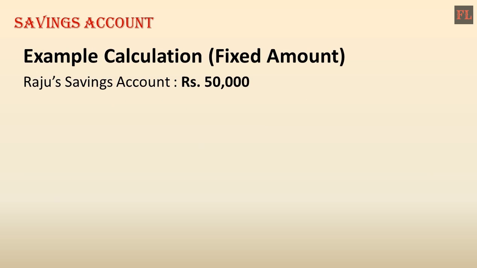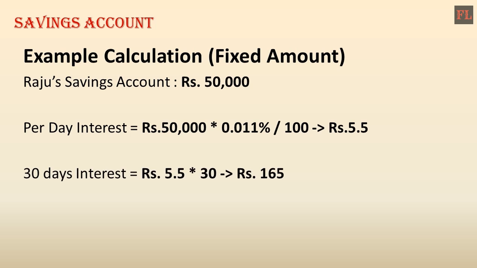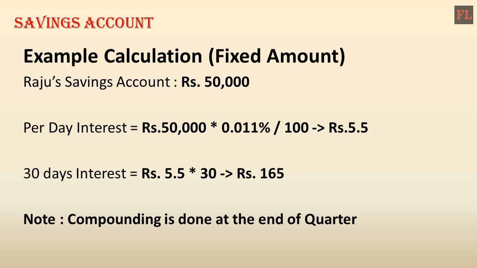Now let's see interest calculation with the help of an example. If Raju has rupees 50,000 in his savings account, then the interest that he will be earning in one day, considering the 0.011% interest rate in a day that we have seen previously, will be somewhere around rupees 5.5. This is calculated as rupees 50,000 multiplied by 0.011% divided by 100. So interest for 30 days would be 5.5 multiplied by 30, which comes to around rupees 165. This is how the interest is calculated if the amount is fixed for 30 days and later it is compounded at the end of the quarter.